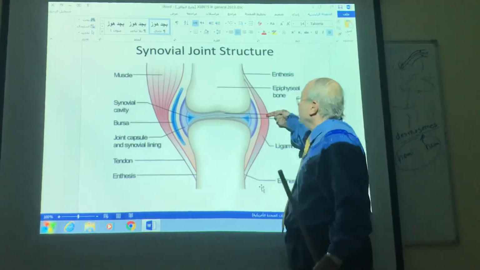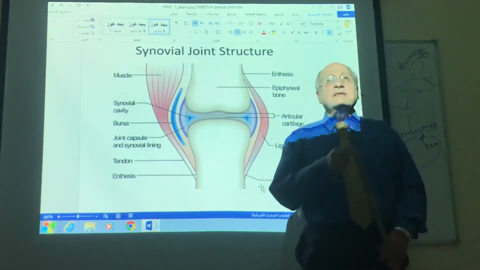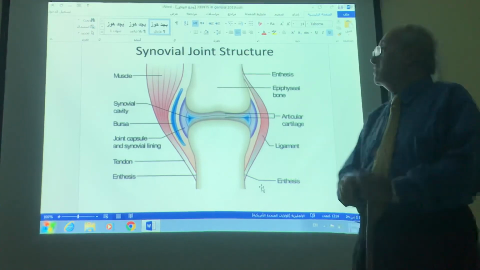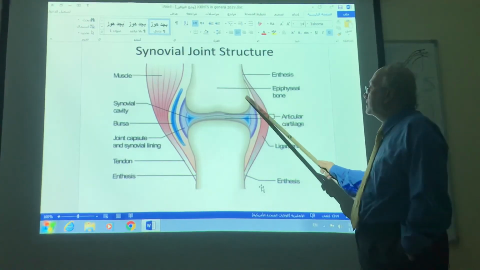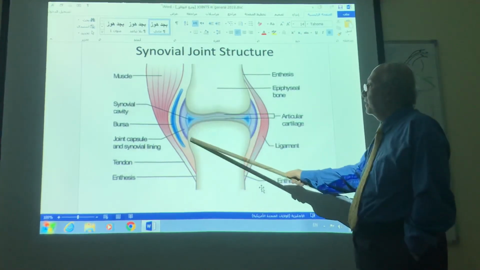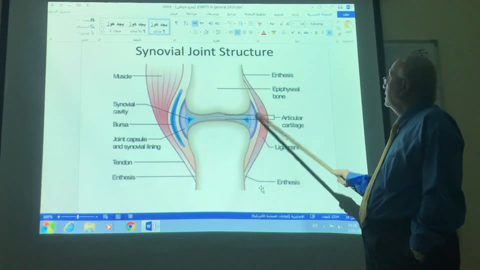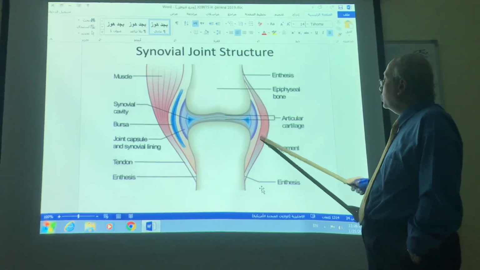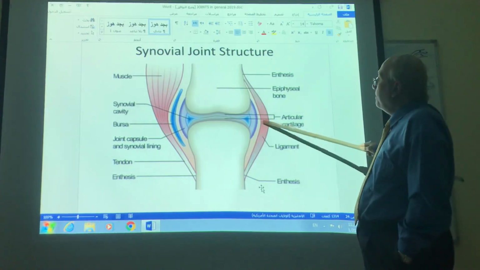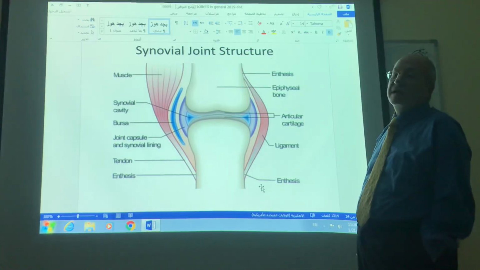The capsule is pierced by the arterial and the nerve supply of the joint. Therefore, the fibrous capsule surrounds the joint. Internally, it is lined by synovial membrane. Externally, it is supported and strengthened by ligaments, and pierced by the arterial and the nerve supply of the joint.